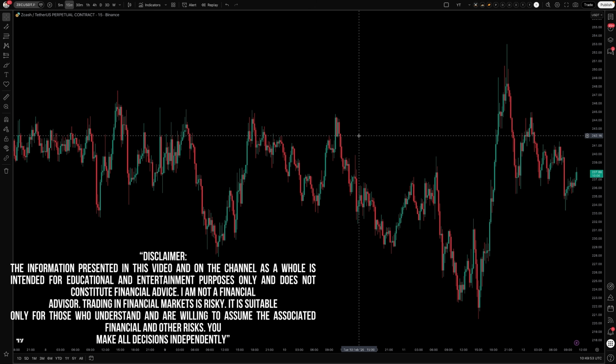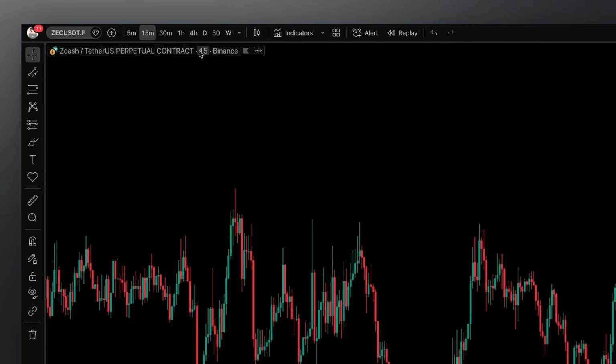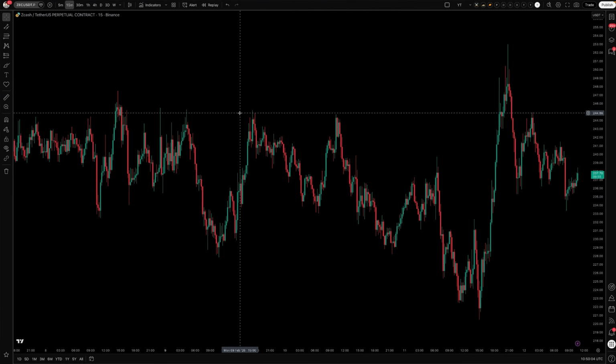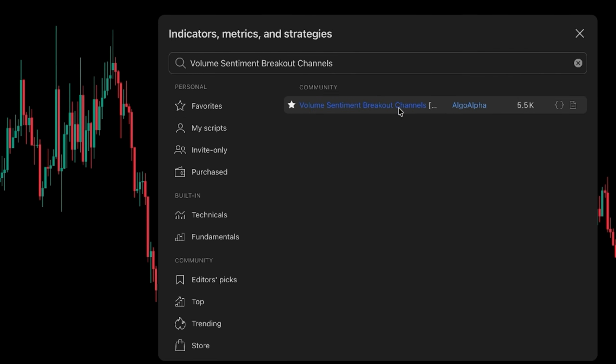Let's add this indicator. Open TradingView. Any liquid instrument will do. For demonstration, let's take ZUSDT on the 15-minute time frame, for example. You can choose your own. Open the Indicators tab, type Volume Sentiment Breakout Channels in the search bar, and add this indicator.